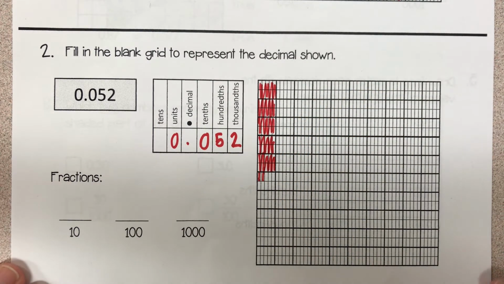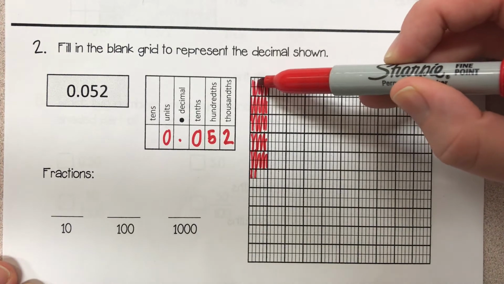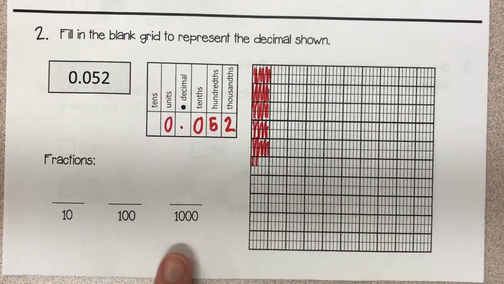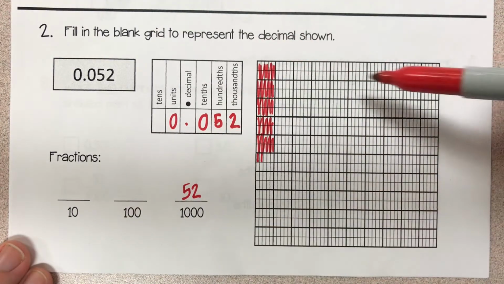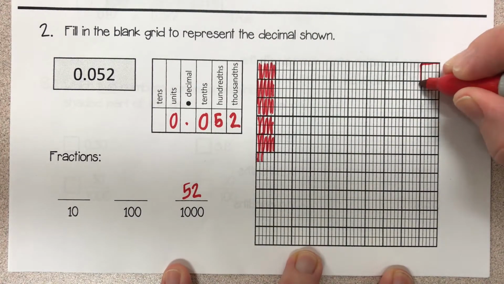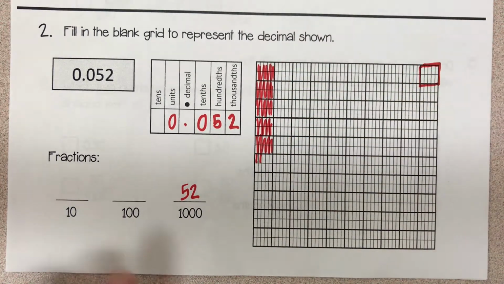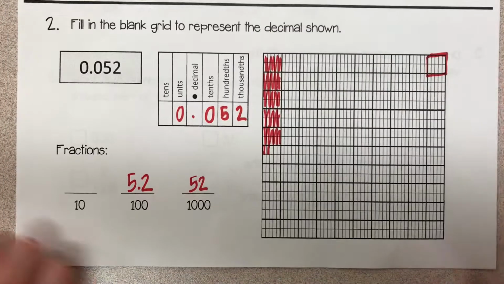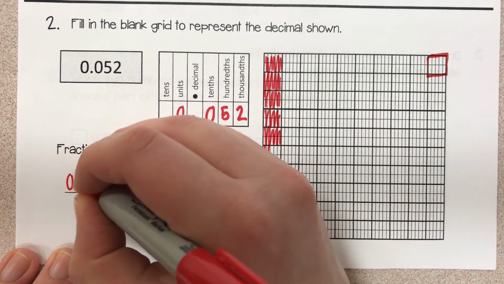And that is what 52 thousandths looks like, because out of 1,000 little bars in this grid, only 52 of them are filled in. If you went through and counted each of these tiny little bars, there would be 52 of those out of 1,000. So that tells us that our fraction would be 52 out of 1,000. Now, how many hundredths are filled in? Remember, hundredths are these blocks right here, so how many of those are filled in? 1, 2, 3, 4, 5.2. 5.2. And then out of 10, there's not even one whole tenth filled in, so that would be 0.52.